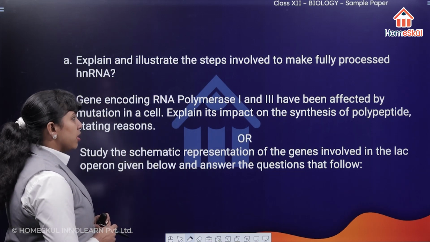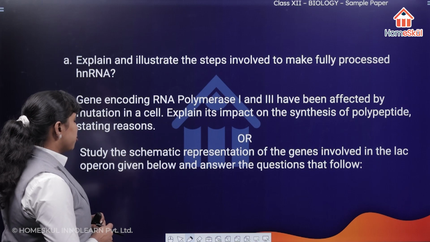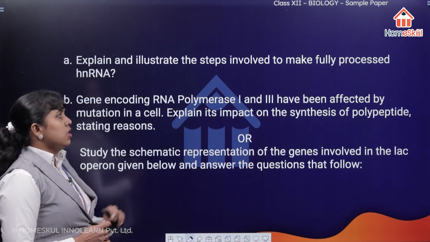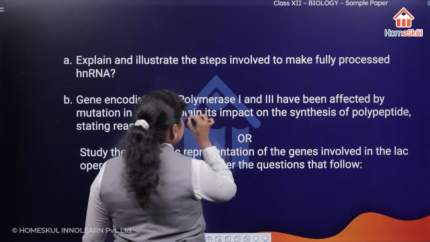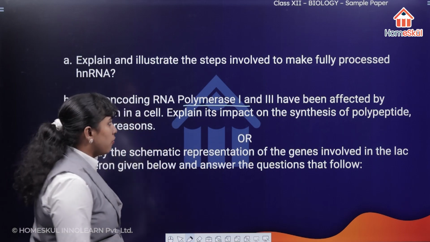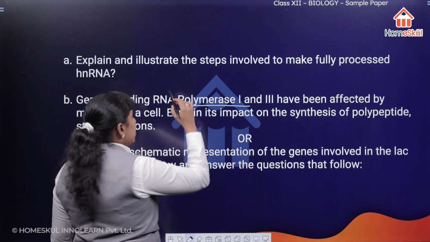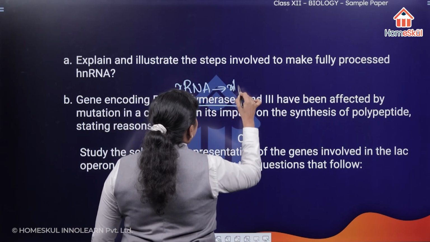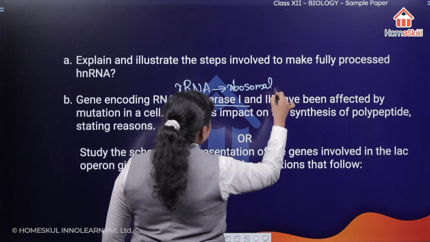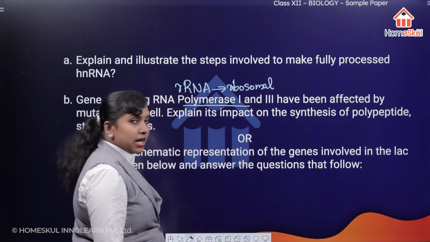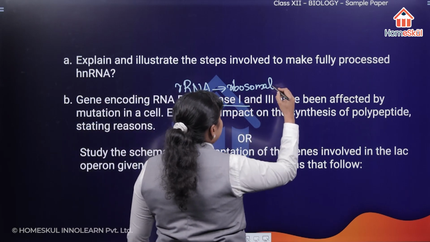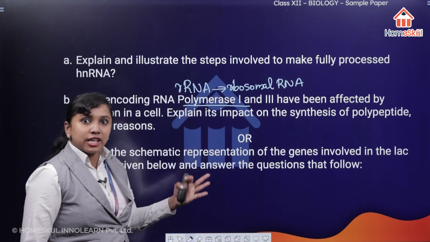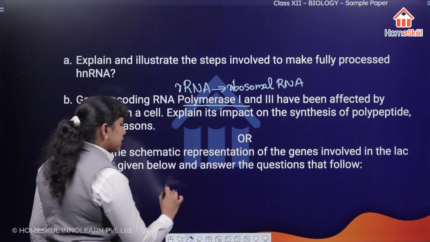Genes encoding RNA polymerase 1 and 3 have been affected by mutation in a cell. Explain its impact on the synthesis of polypeptide, stating reasons. So, RNA polymerase 1 is involved in the transcription of rRNA. That means ribosomal RNA is made by means of RNA polymerase 1. And ribosomes are basically the protein factories, right?